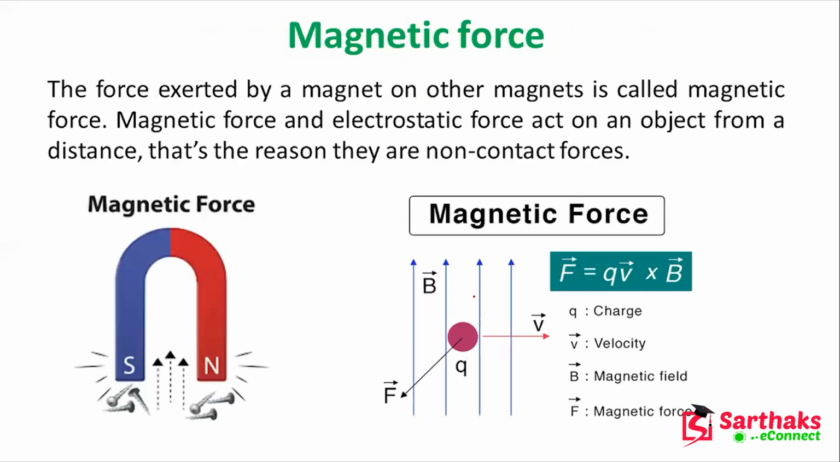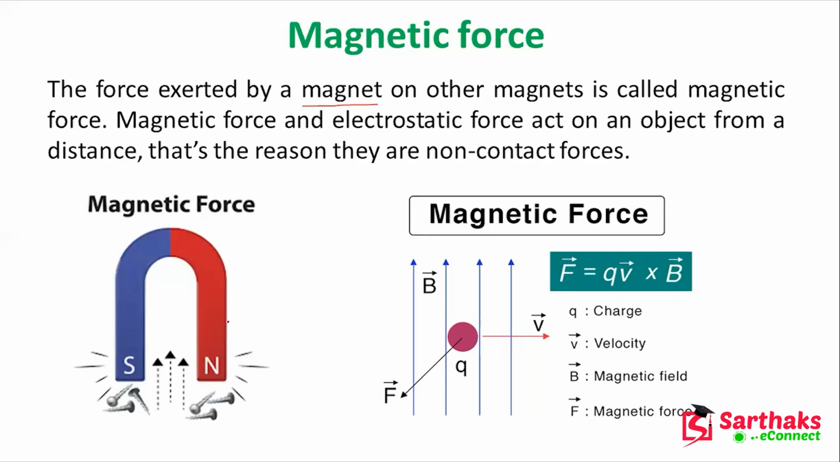Okay. So now I am just giving a very good explanation here, that is magnetic force. Now the force exerted by a magnet on other magnets is called the magnetic force. Magnetic force and electrostatic force act on an object from a distance. That's the reason they are non-contact force. Already I have told you, non-contact force means the object is not in contact with the force. From a certain distance, it will apply the force. It may be push or pull, but it will apply the force from a certain distance.